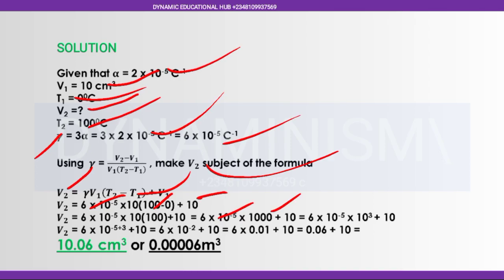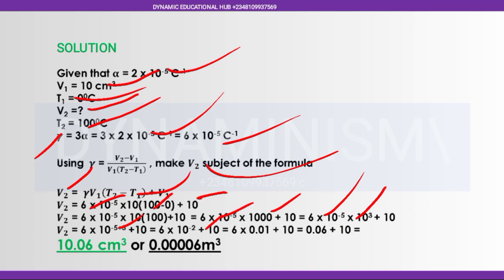This is indices. Look at the way I solve it. You have 6 times 10 raised to the power minus 5 times 10 raised to the power 3. 1000 is still the same thing as 10 raised to the power 3. 10 raised to the power 3 will combine with what? 10 raised to the power minus 5. So using indices, minus 5 plus 3, you get this. 6 times 10 raised to the power this plus 10. At the end of the day, 10 raised to the power minus 2.